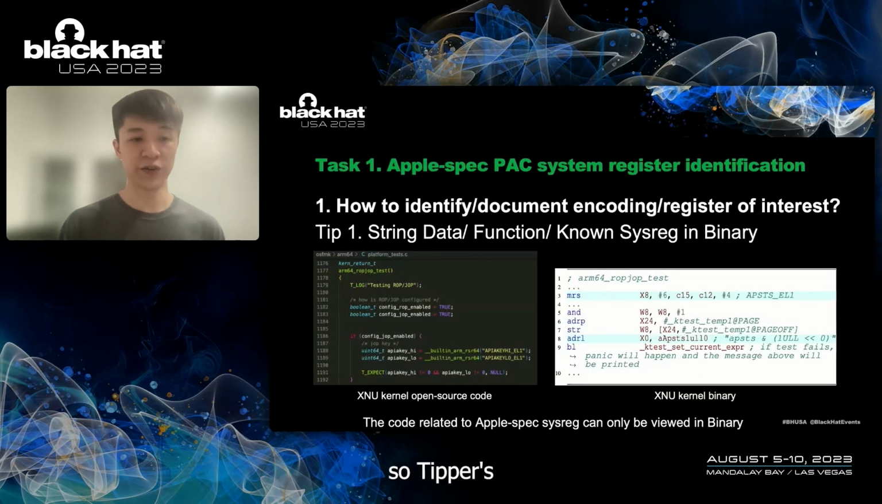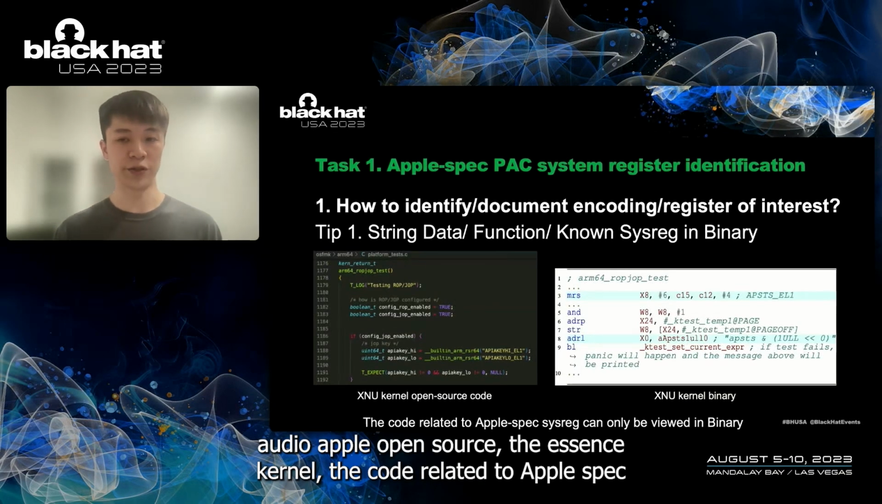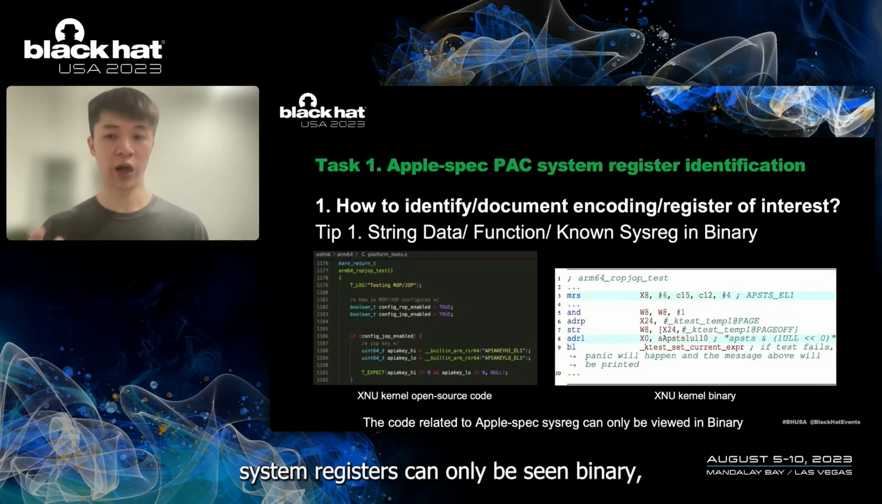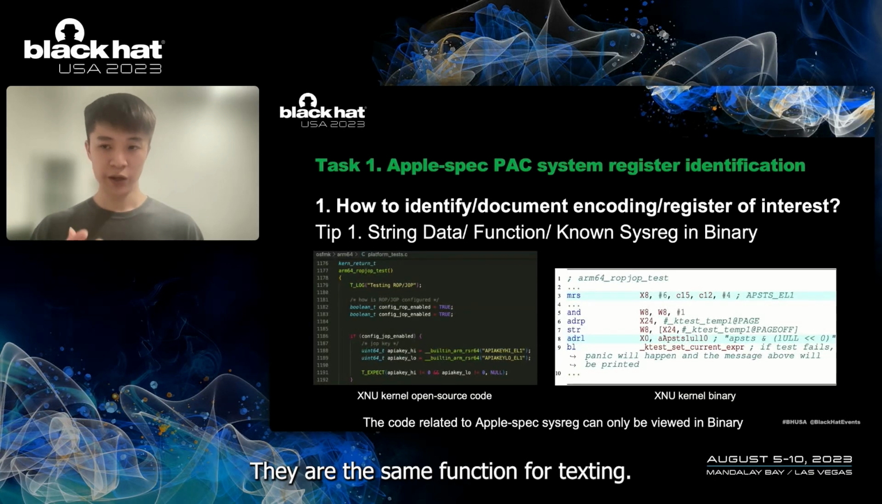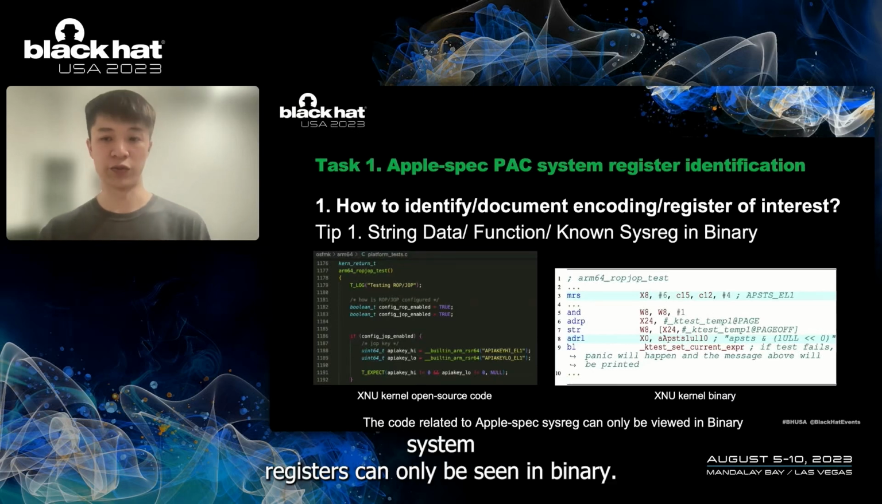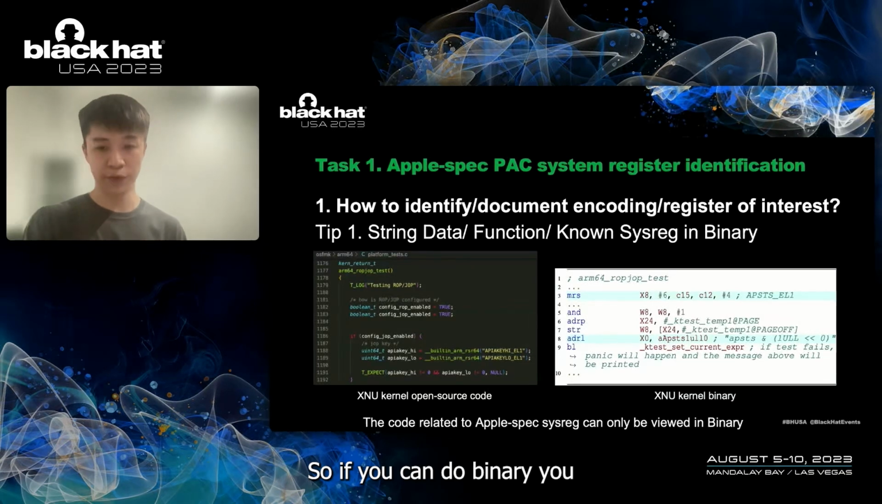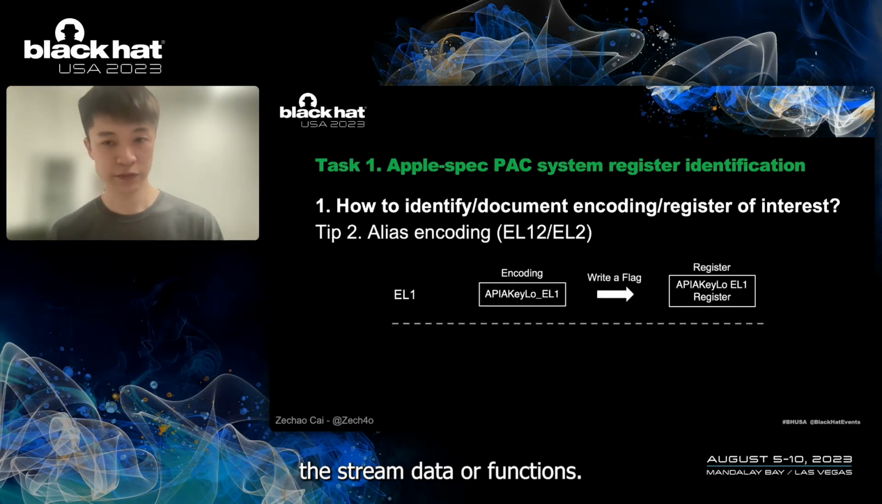So the first tip is that you must look into the binary. Although Apple open sourced the XNU kernel, the code related to Apple PAC system registers can only be seen in the binary. For example, as shown in these two pictures, they are the same function for testing the PAC functionality, but the checks of Apple PAC system registers can only be seen in the binary. So if you look into the binary, you can document the encoding based on the string data or functions.